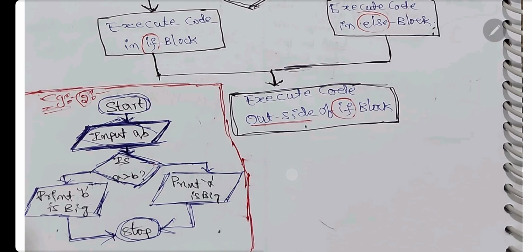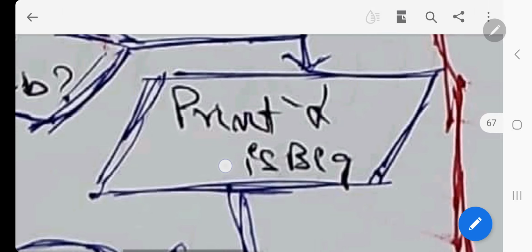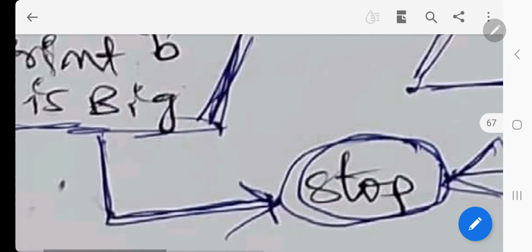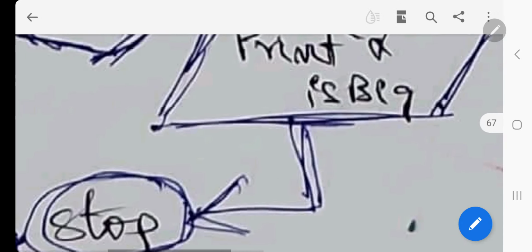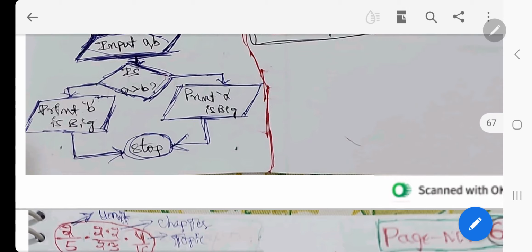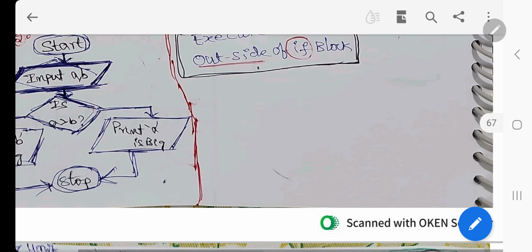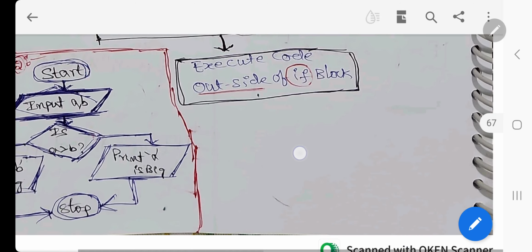So same like one more. Start, if condition, if A is greater than B, I am showing with zoom, A is greater than B, then print A is bigger. If A is smaller than B, means else, B is bigger, and stop. Right? Very simple. And for the if condition statement, I will write a small code also here. This is a flowchart.